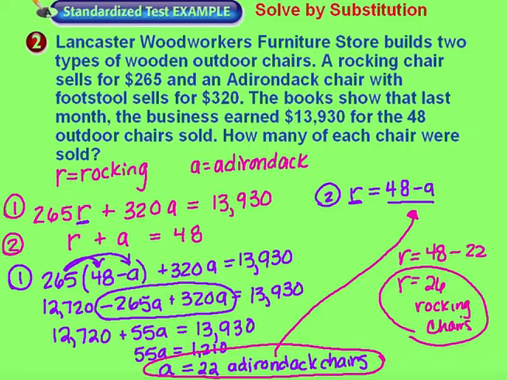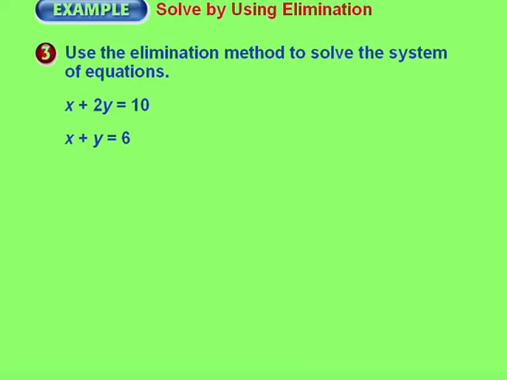Now I'm going to move on to the method that uses elimination. Now my goal when I'm using elimination is to do just what it says. I want to first eliminate one variable. And then I use my equation to solve for the other. So again, I always need two equations if I have two unknowns. Now what I see is I see x's, I see 2y, a y, a 10, and a 6.